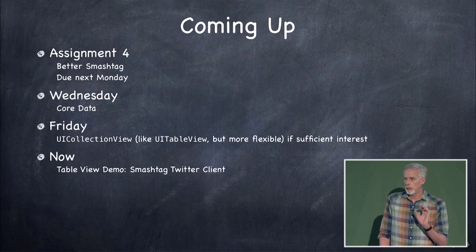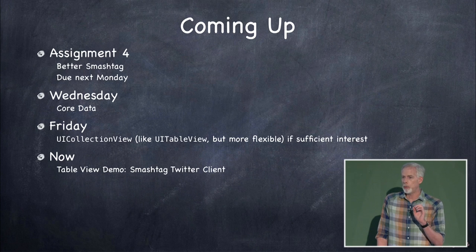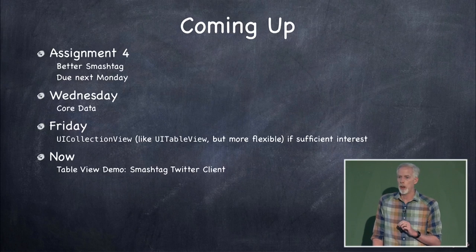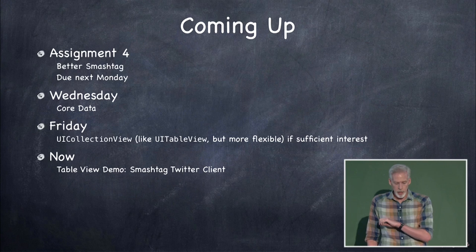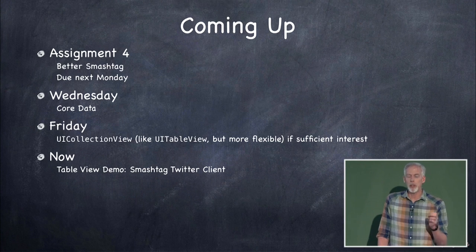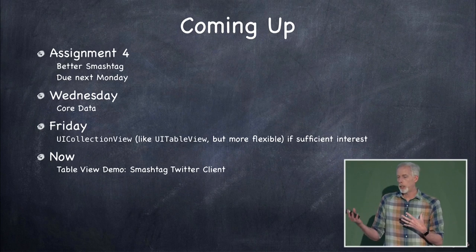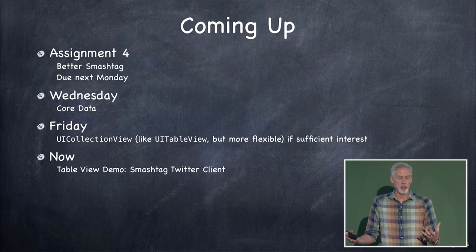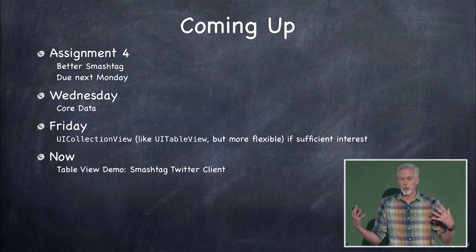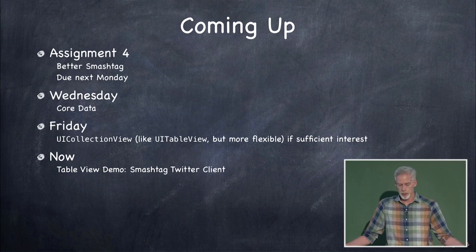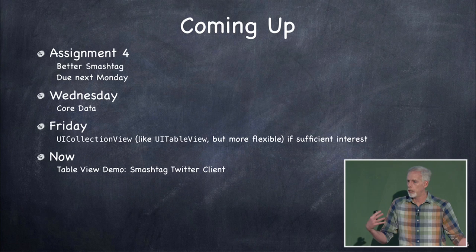Assignment 4 is out. It's basically going to be to do a better version of the demo I'm doing today. So you're going to start with what I have today, and you're going to improve it. It's going to be due in a week, next Monday. On Wednesday, we're going to start a two-day lecture on Core Data, which is an object-oriented database. And next week's assignment is going to be to enhance what you're building this week to include an object-oriented database. Obviously we're dealing with big data sets. It would make sense to put it in a database so we can query on it and things like that.